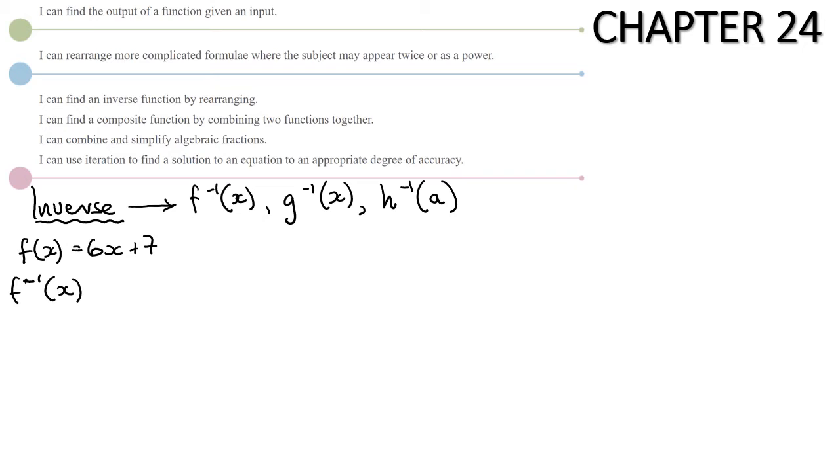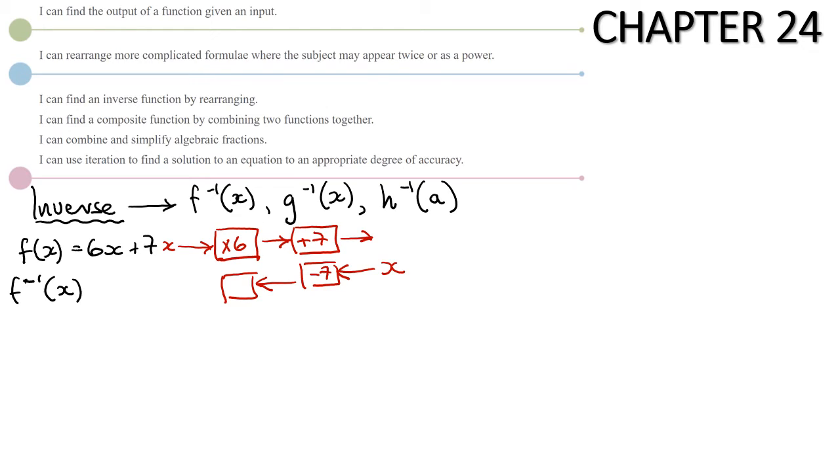So the easiest way to do this is to use a function machine. So what was the function machine? We start with x, we times by 6, we add 7, and then we get our output. So the inverse, we just do everything in reverse. So we put x in this way, we take away 7, we divide by 6, and whatever comes out this end is the inverse. So that would be x minus 7 all divided by 6.